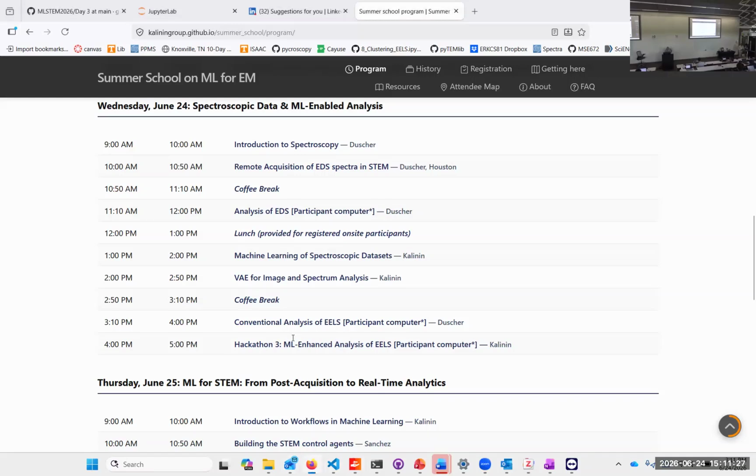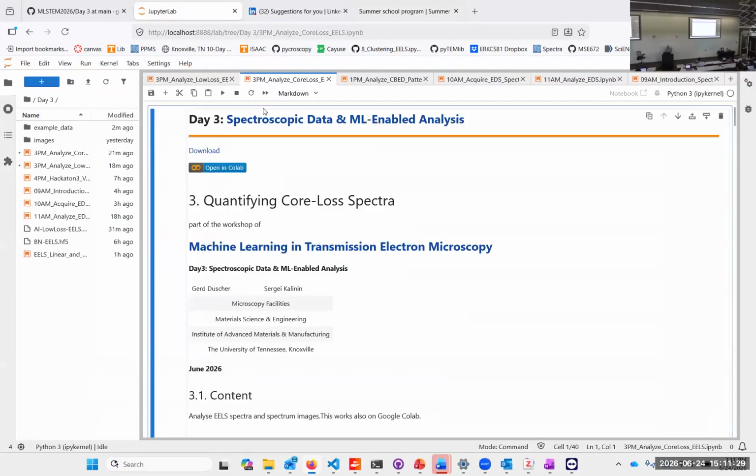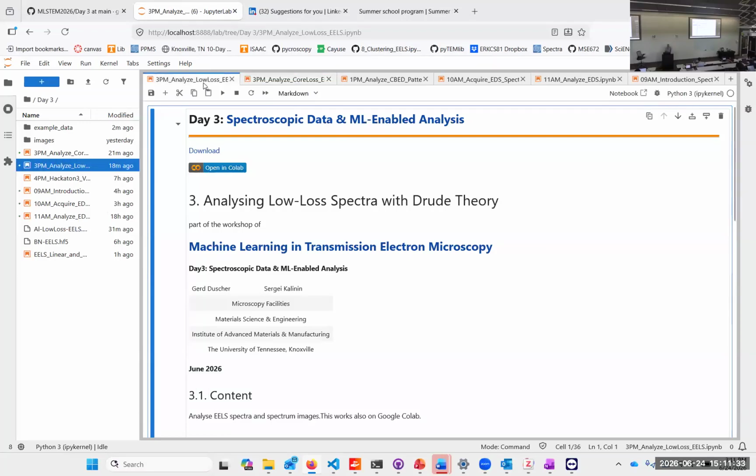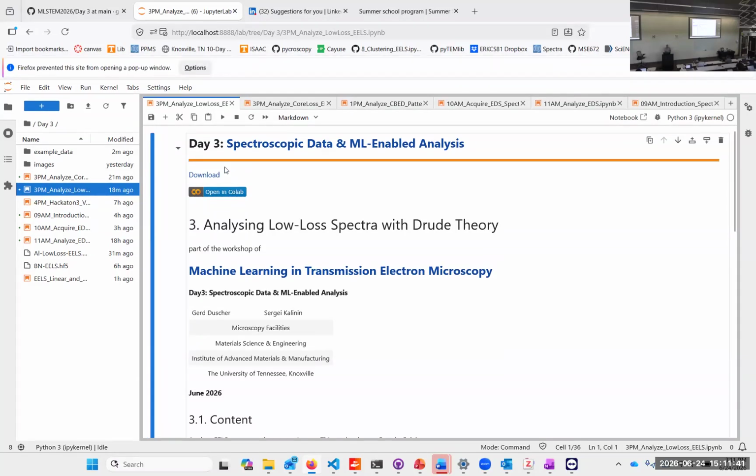And we are working on analyzing electron energy loss spectra, and I want to do that on Colab. Where's my mouse? I don't have one.